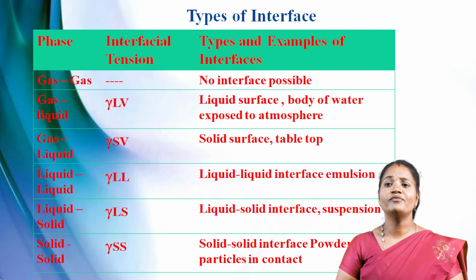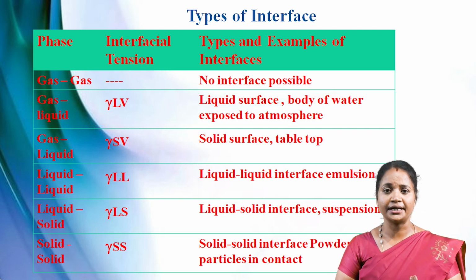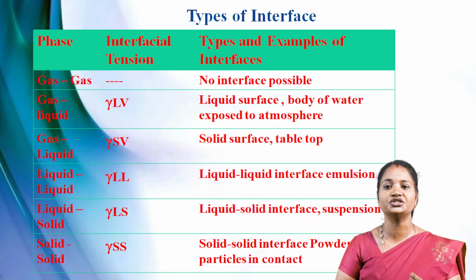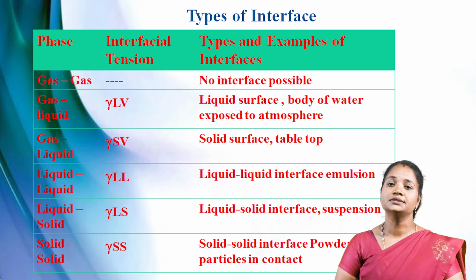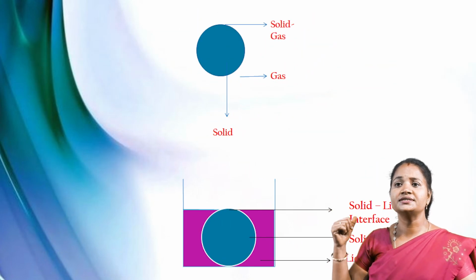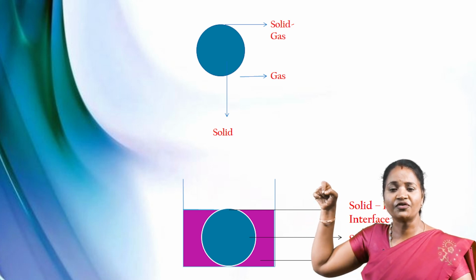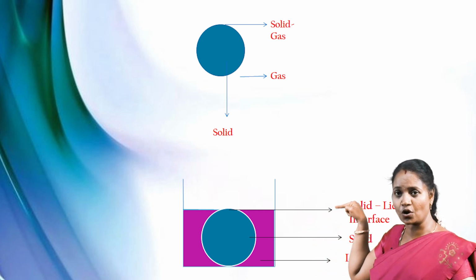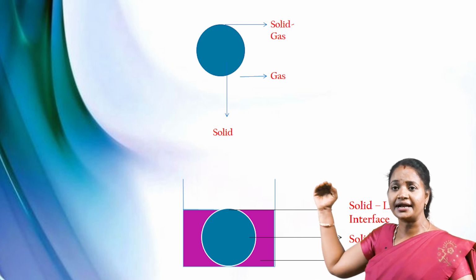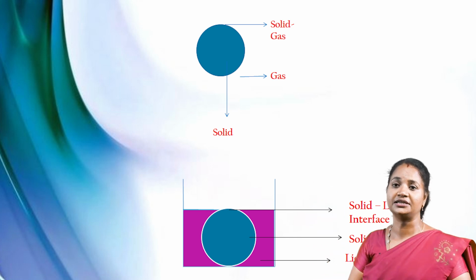For example, when two different powders are mixed, they will be in contact with each other, and this is an example of a solid interface. This figure shows this. If this is a solid and this phase is gas, okay, this is the solid and this phase is gas. The interface between the solid and gas is called the solid gas interface.